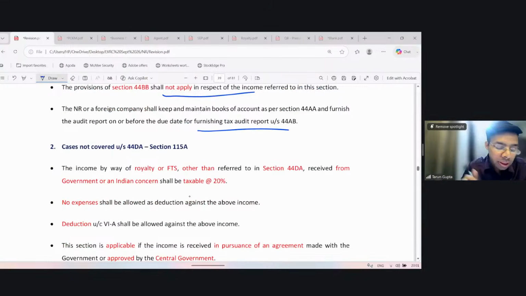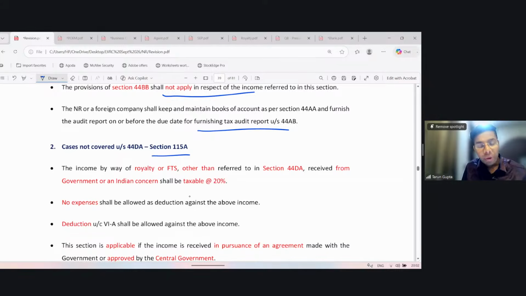However, if the cases are not covered by Section 44DA, meaning if the royalty and FTS are not effectively connected with the PE, that is, either the NR foreign company does not have a PE in India, or even if it has a PE, such royalty and FTS is not effectively connected with such PE, then such royalty and FTS income shall not be taxable under Section 44DA on a net basis; rather it shall be taxable under Section 115A on a gross basis.